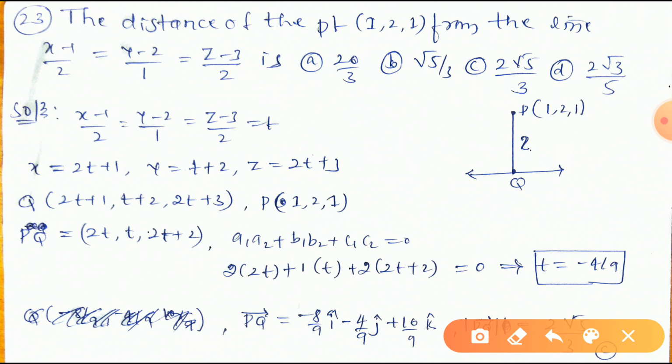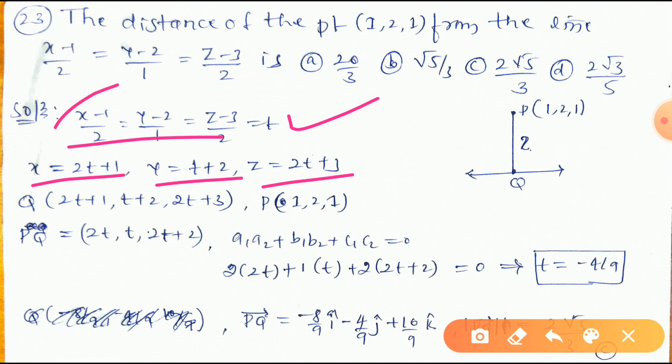Solution: here we consider the line. The given line is this. We consider this is equal to t. Then x is equal to 2t plus 1, y is equal to t plus 2, z is equal to 2t plus 3.